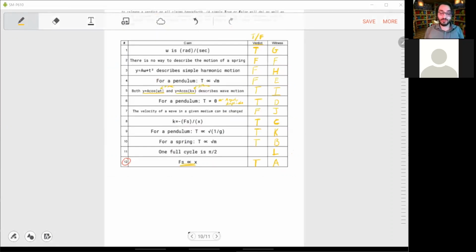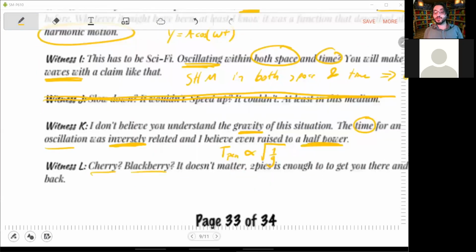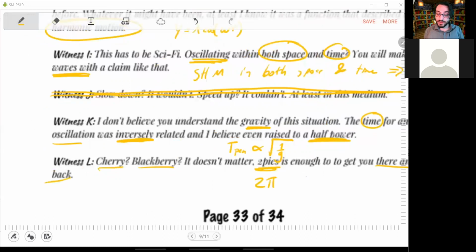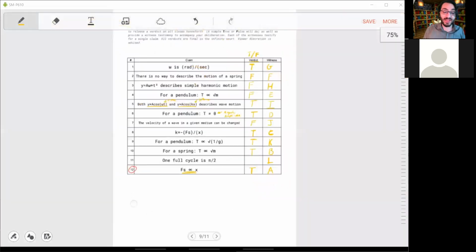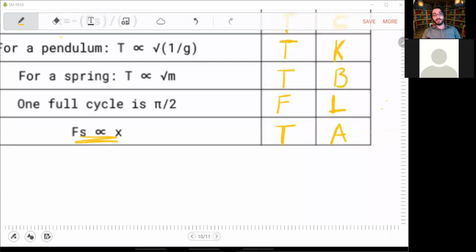One cycle is pi over 2. Cherry, blackberry, it doesn't matter. 2 pi is enough to get you there and back. 2 pi is 1 cycle. This is what we talked about just before in that previous section. 2 pi is 1 cycle. Therefore, when I look here and it says 1 full cycle is pi over 2, no, that is false. We were told by witness L that 2 pi is 1 full cycle. Woo! Now that's what I call a review, ladies and gentlemen.